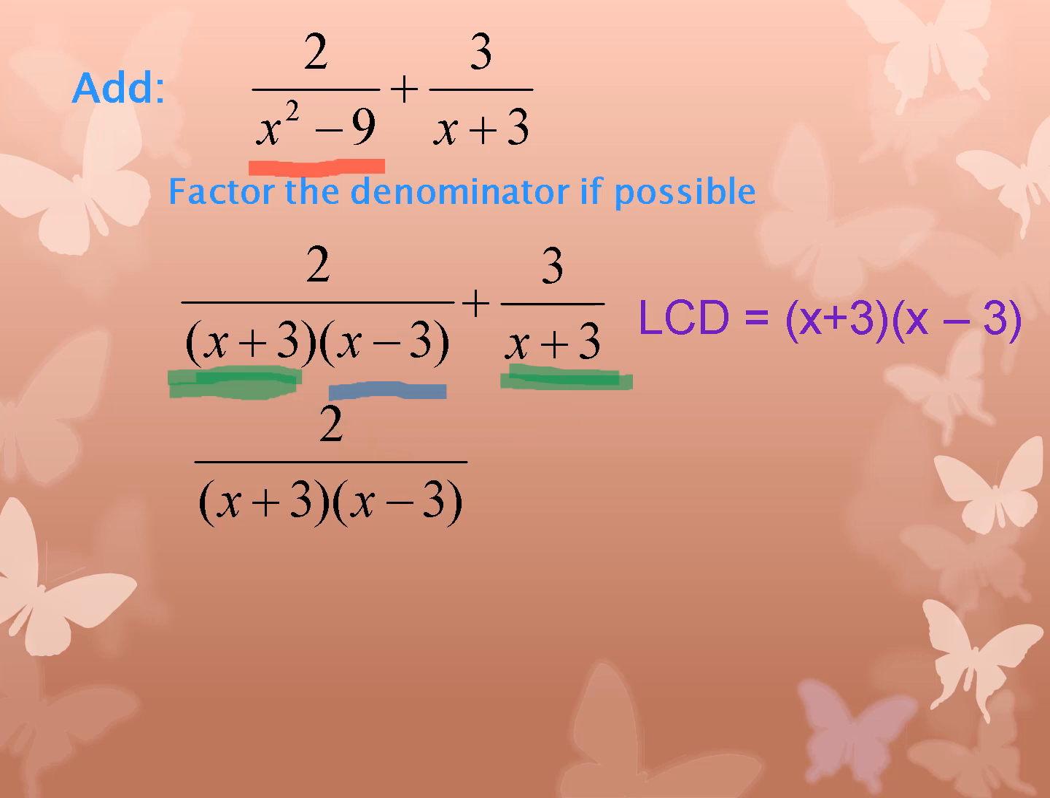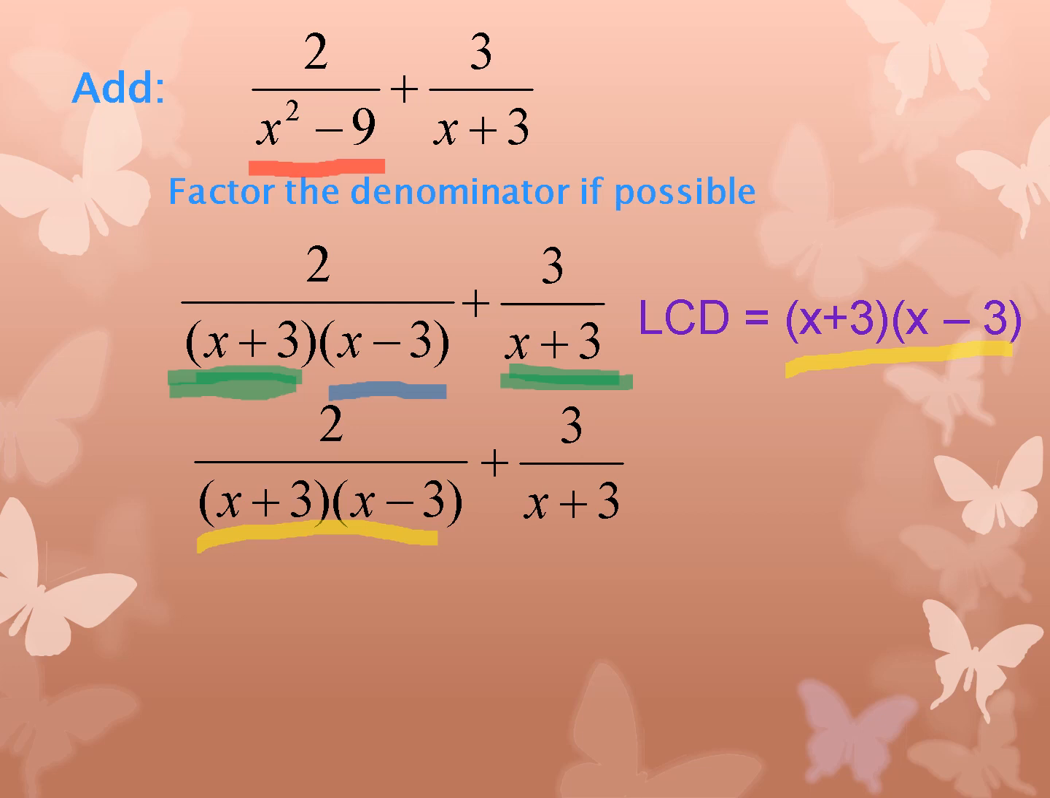There we go. On the first term, am I missing any part of my LCD? And the answer is no, because my LCD is x plus 3, x minus 3. That's my LCD right there. I've already got it right here. So I'm not missing any part of that. But let's look at the second term. The second term is x plus 3. My denominator is x plus 3, x minus 3. So I'm missing the x minus 3 component.